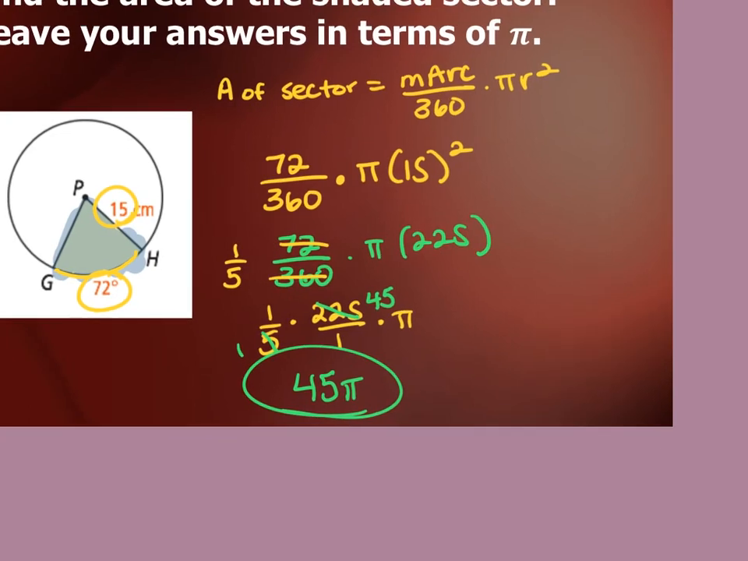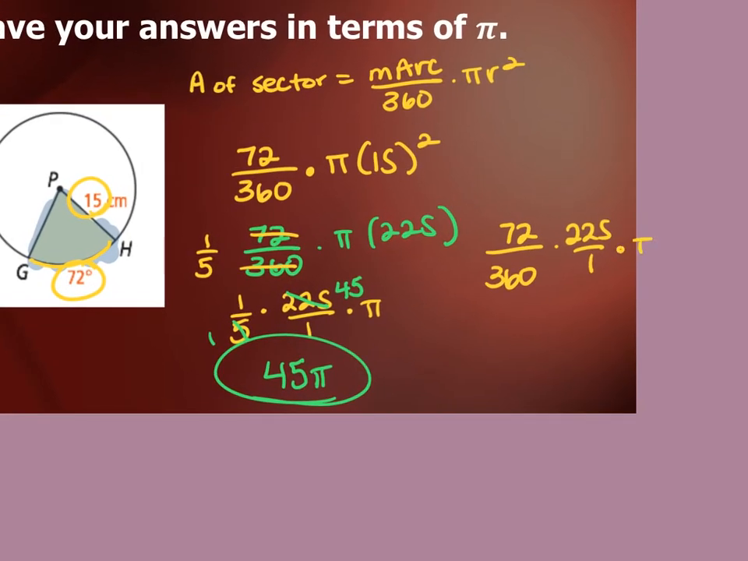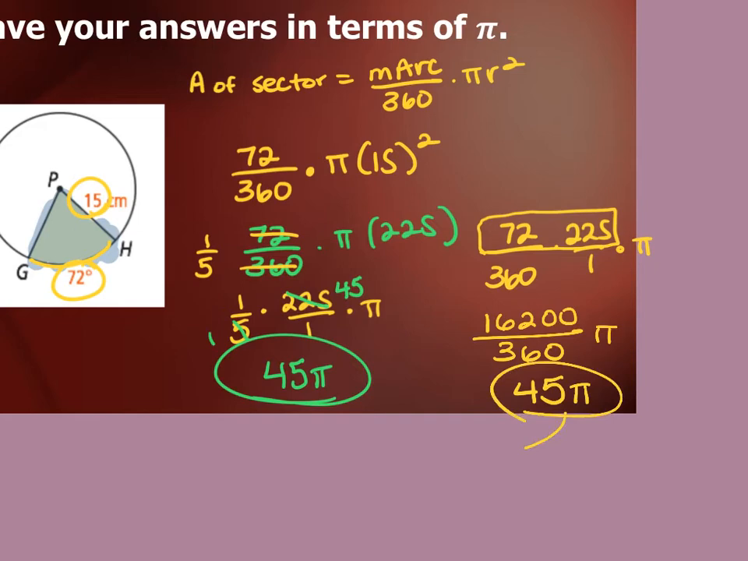The other way is line up all your numerators. So it's 72 over 360 times 225 over 1 times pi. And multiply out 72 times 225. Divide that by 360, and you get 45, and the pi's at the end. So either way, you get the same answer, and you can choose which way to do it.